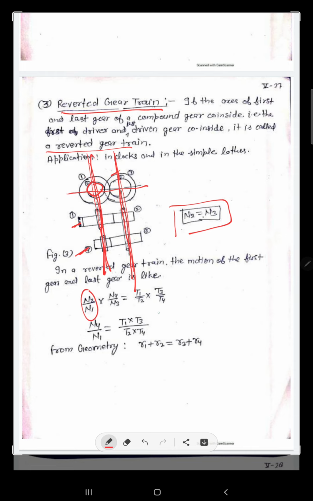So we can write the equation: N2 upon N1 into N4 upon N3 is equal to T1 upon T2 multiplied by T3 upon T4. As N2 is equal to N3, they get cancelled. So we can write N4 upon N1 is equal to T1 into T3 upon T2 into T4. This is the equation of speed ratio or velocity ratio in the case of a reverted gear train.